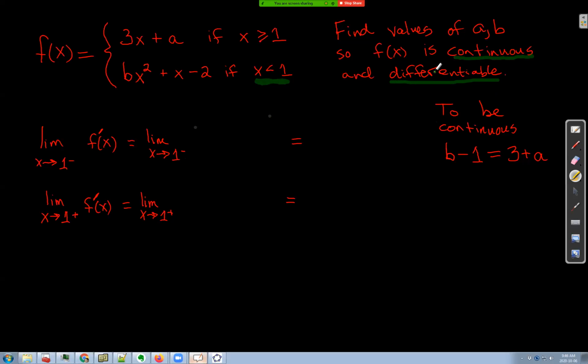So if you want your function to be differentiable, then you have to have that the derivative from the left is equal to the derivative from the right. So, all right, let's see what these derivatives are. Well, the derivative from the left, so when I'm on the left, I use the second function. And the derivative of that is going to be 2 times b times x.